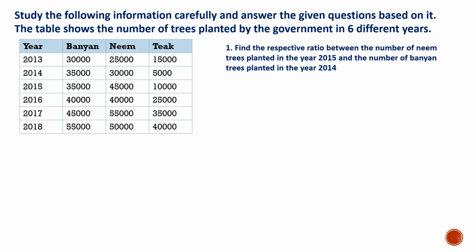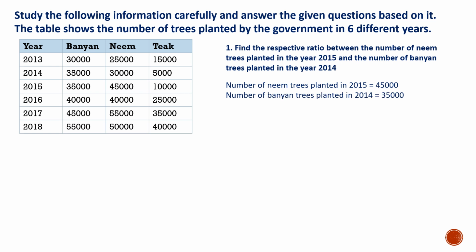So let us see from the chart, the number of neem trees planted in the year 2015 is 45,000, and the number of banyan trees planted in the year 2014 is 35,000. So we have to find the ratio of 45,000 and 35,000. Number of neem trees 45,000 divided by 35,000. So that will be 45 by 35, or simply 9:7.